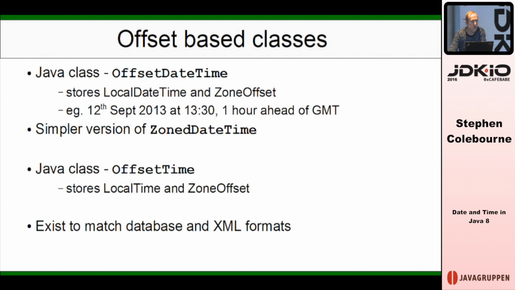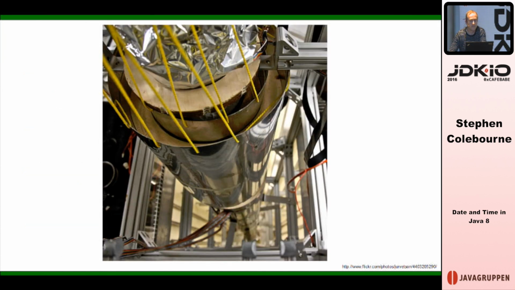Now, when you send things across in XML, when you send things across on a network, this is the format you almost always use. You very rarely send the time zone itself across the network. You rarely send Europe/London across, or Europe/Copenhagen. You just send the date and the offset. And so OffsetDateTime and its friend OffsetTime match those formats. These should be really useful for XML and database type environments, where it matches exactly what that external system is doing.